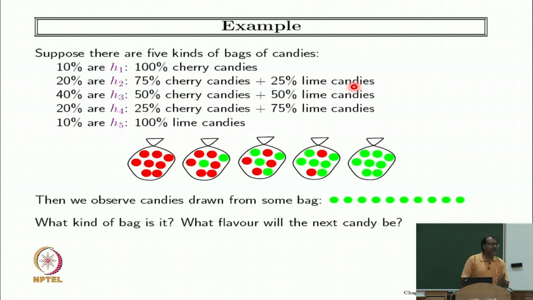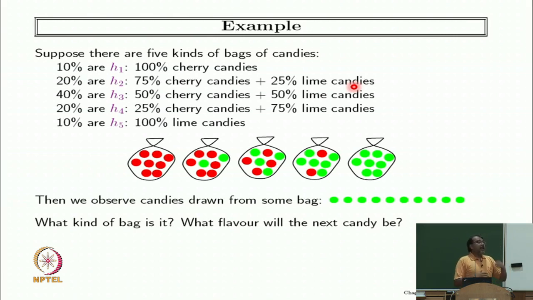To understand this, let us look at this particular example. Let us say there are 5 kinds of bags. Think of them as hypotheses. One bag has 100% cherry, the red candies. Some bags have 100% lime, the green candies. Other bags have 75-25, 50-50 and 25-75 split. Let us say I have only 10% of the first bag, 10% of the fifth bag, 20% of the second and fourth bag and 40% of the third bag.